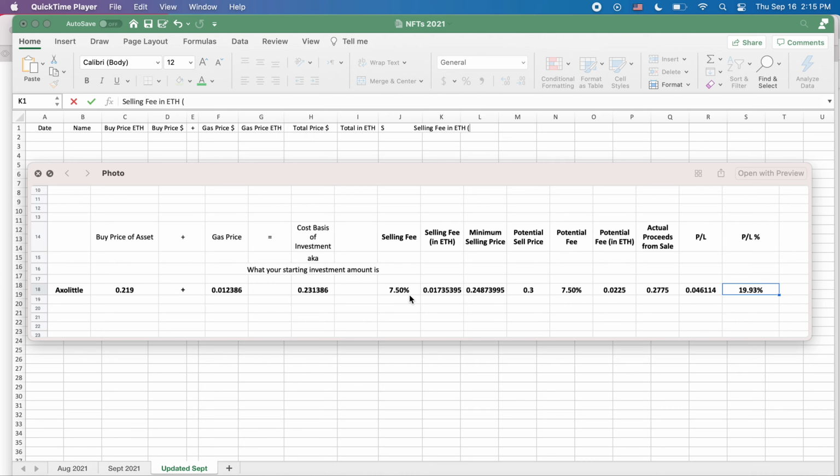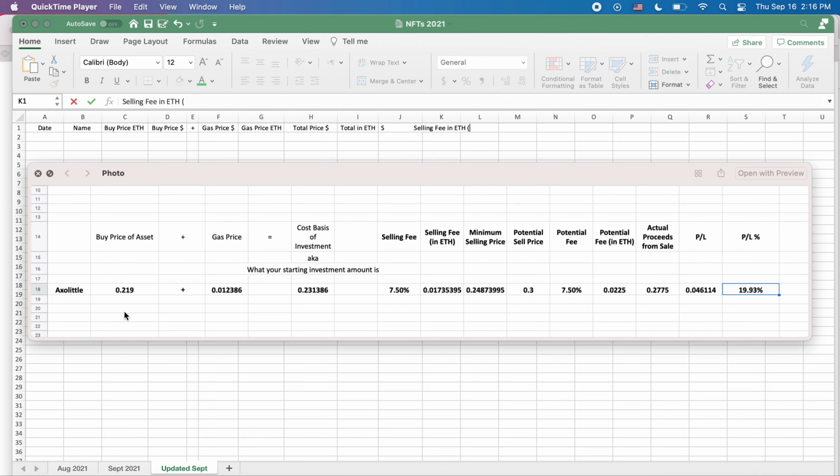And at first I was messing up. All you're going to do is move over the decimal point a couple places, and it's going to turn into 0.075. You multiply those two, okay? This is not 7.5. It turns into 0.075. Multiply that with this, and you get this, 0.01735. So that's the selling fee, which is the percentage converted into ETH. Now you're going to add this, and you're going to arrive at your minimum selling price.